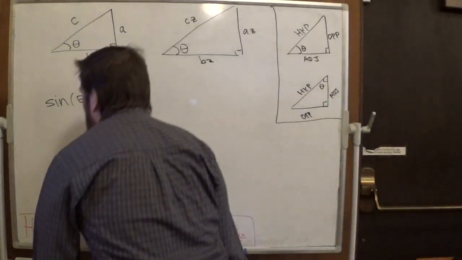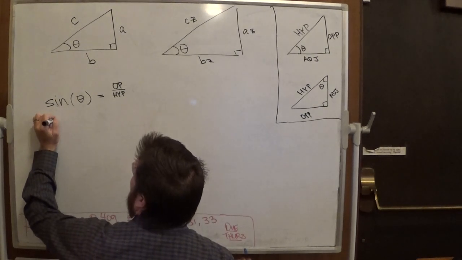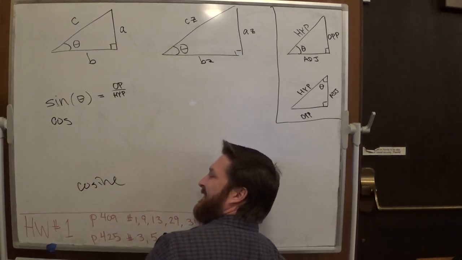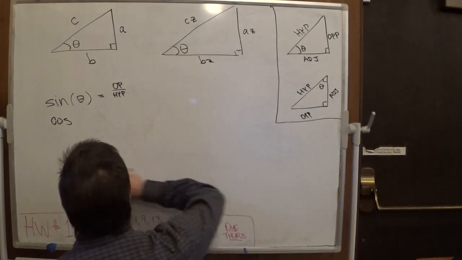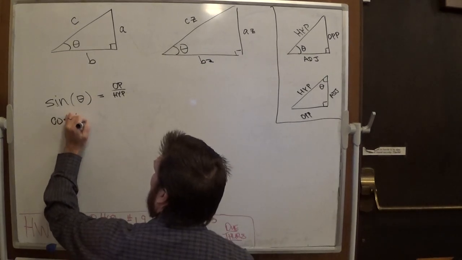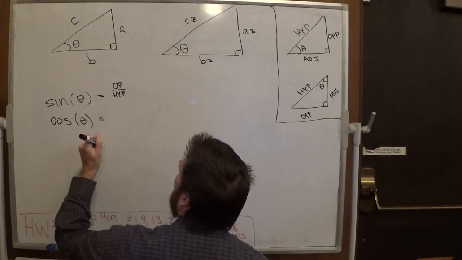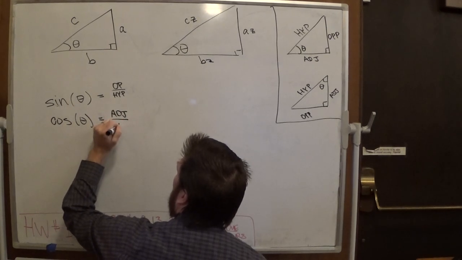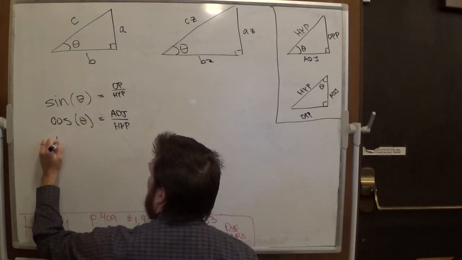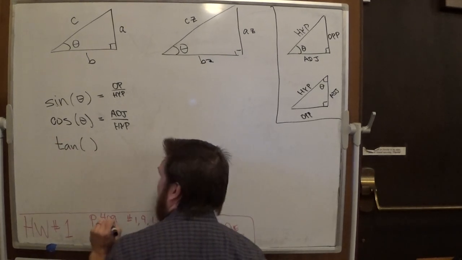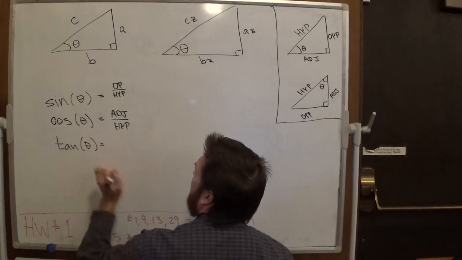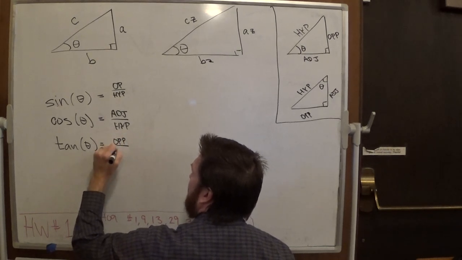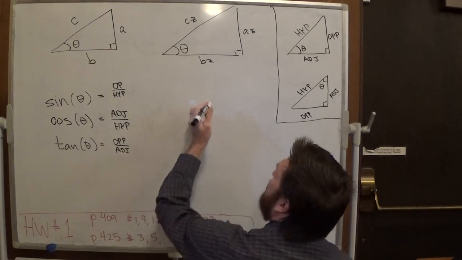So there are five others. There is cosine. Cosine of theta, of any angle theta, is going to be adjacent over hypotenuse. Tangent, abbreviated tan, is opposite over adjacent. Opposite over adjacent. Let me give myself some room here.